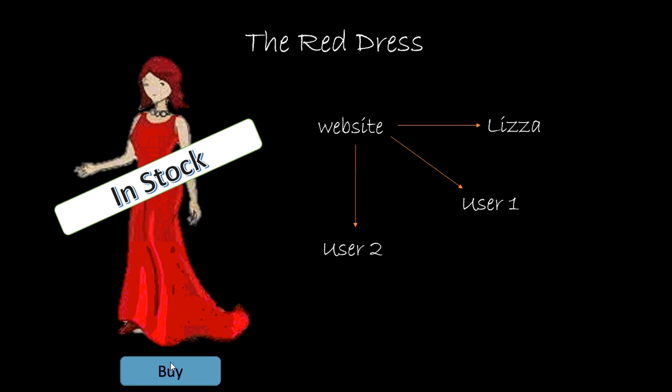If you're wondering why I am telling you this story, it is because all the users in this case are observers of red dress, which is an observable. So we are talking about observer pattern over here. Let's try to understand it.